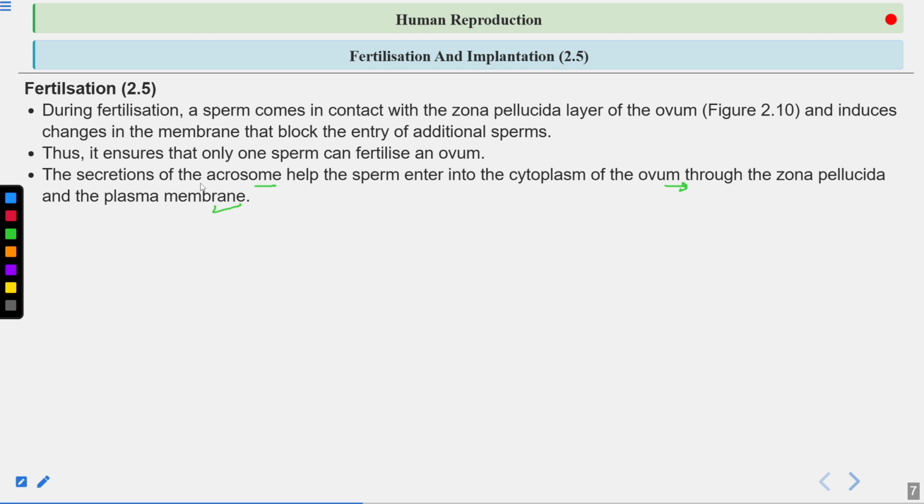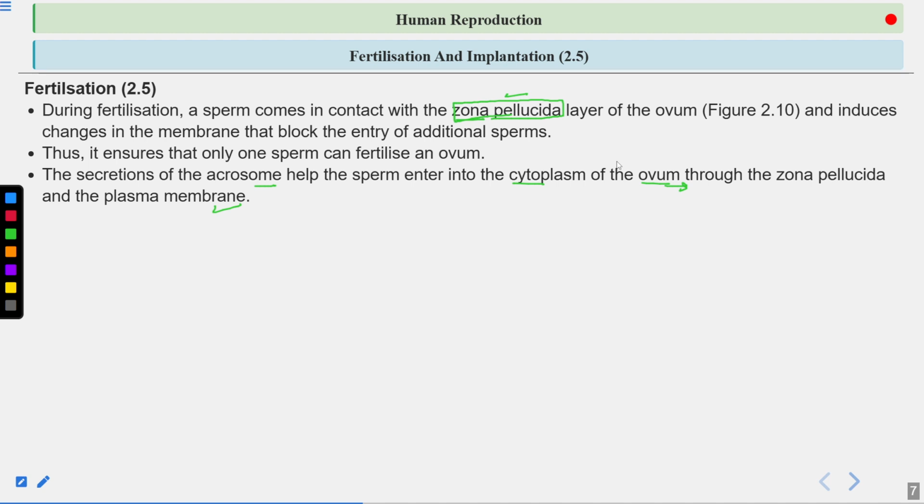After capacitation, acrosome reaction occurs. So you can write about acrosome reaction. It occurs after the capacitation. And acrosome reaction is triggered by the contact with the zona pellucida. When the sperm comes in contact with zona pellucida, then the acrosome reaction is triggered. And triggering of acrosome reaction means the enzymes are released from the acrosome, which helps in the breakdown of the zona pellucida as well as the plasma membrane, and it helps the sperm to enter into the cytoplasm of the ovum where the nucleus is present.